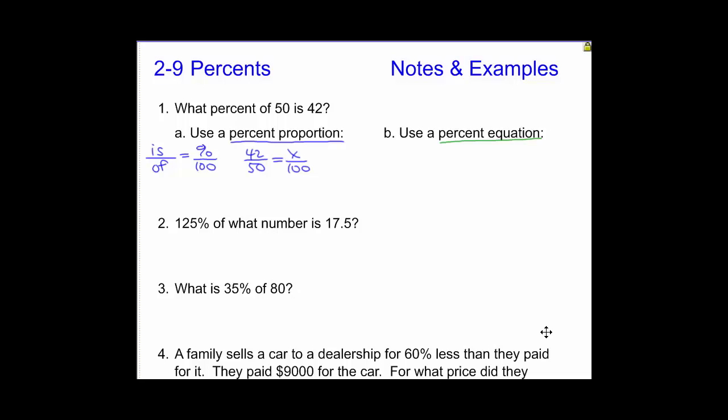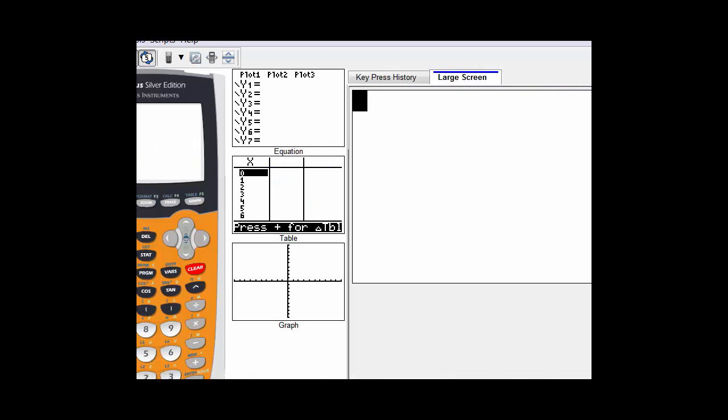And then, as you know, we've learned to solve proportions by using cross products. So 42 times 100 would equal 50 times x. So 42 times 100, that's 4200. 50 times x is 50x. So now we can solve by dividing each side by 50. So if we need to, we call up our calculators and we do 4200 divided by 50.